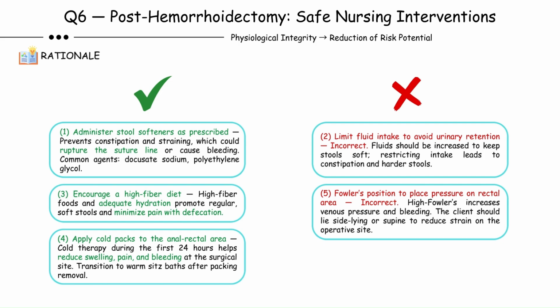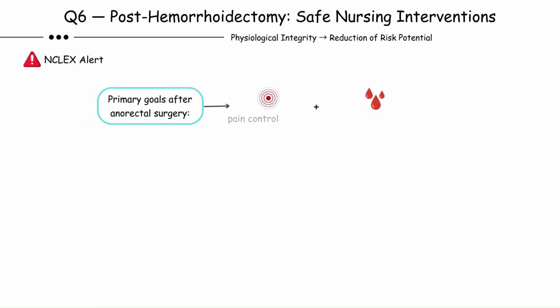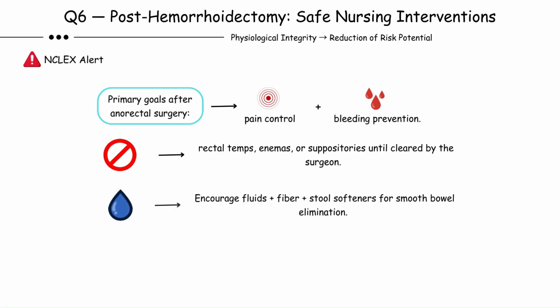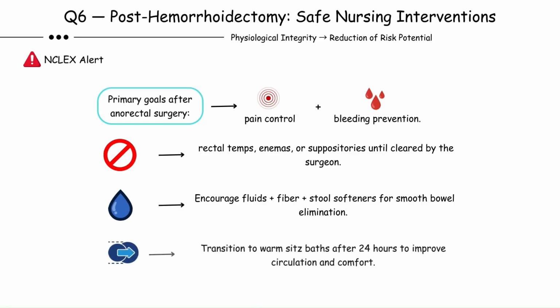Now, let's highlight a few NCLEX-style alerts from this scenario. After anorectal surgery, the top priorities are pain control and bleeding prevention. Avoid rectal temperatures, enemas, or suppositories until the surgeon specifically allows them. Encourage fluids, fiber, and stool softeners so the client can pass stool without trauma. And remember, use cold packs first, then progress to warm sitz baths after about 24 hours for ongoing comfort.